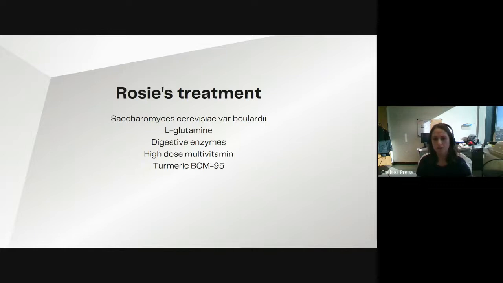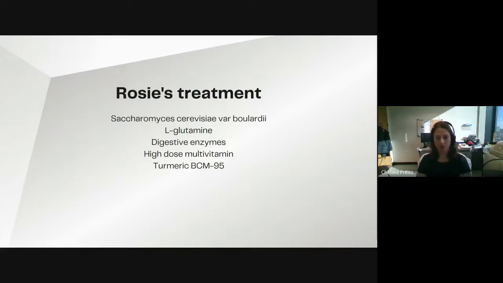And then with meals, she would have a digestive enzyme. These just help break down and absorb nutrients while she's working on repairing her gut. And she added in a high dose multivitamin because she was probably lacking in essential vitamins and minerals at that point. And then lastly, a turmeric supplement to reduce inflammation.